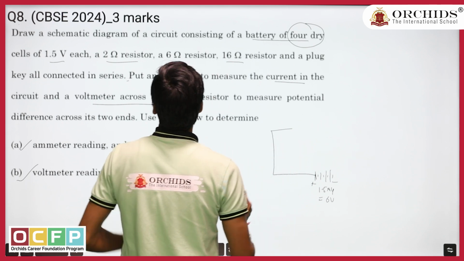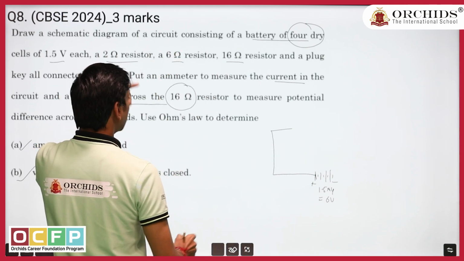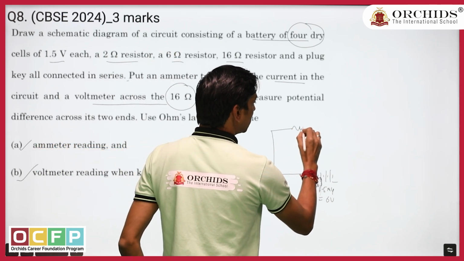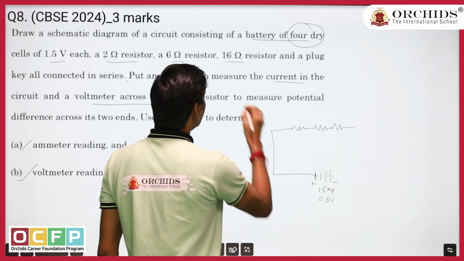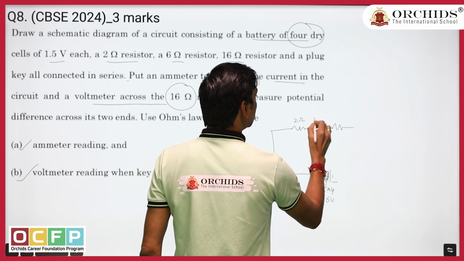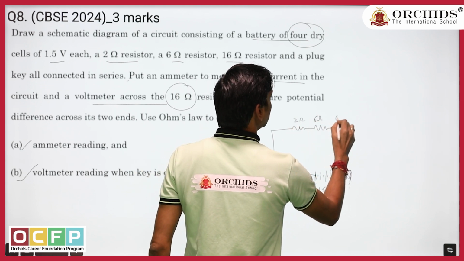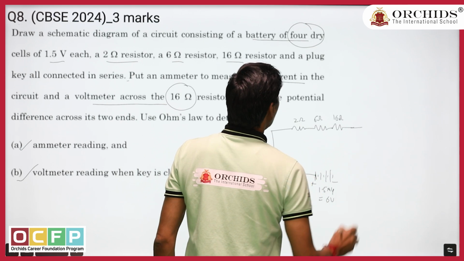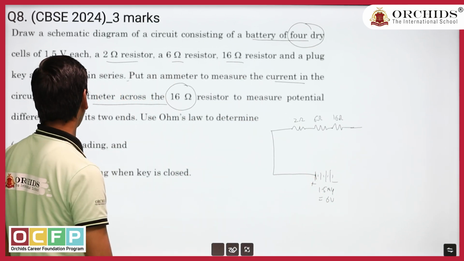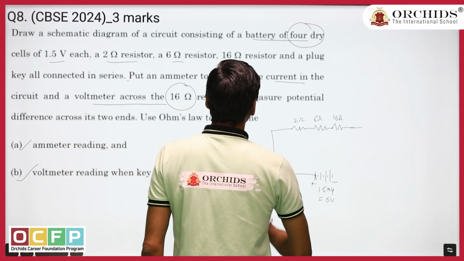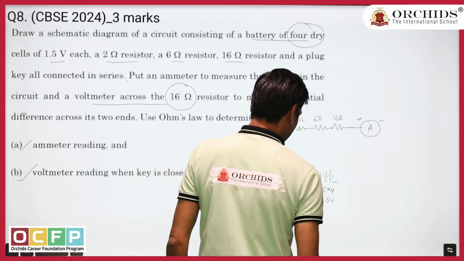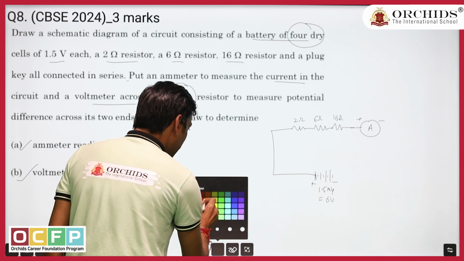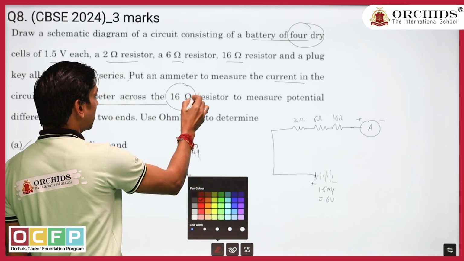The battery of 4 cells will be connected to the resistors. So this is our first resistance, second resistance, and third resistance, each having values how much? 2 ohm, 6 ohm, and 16 ohm. And after that we have to connect what? A plug key to connect all in series, and one ammeter also. So here I am connecting one ammeter, that is positive, negative, and also along with that we have to connect the voltmeter, but where do we connect the voltmeter?